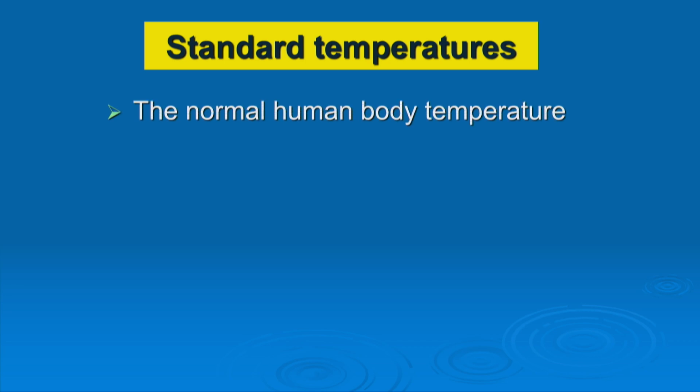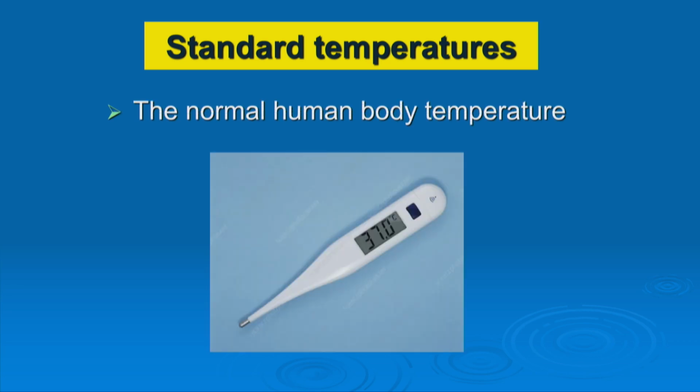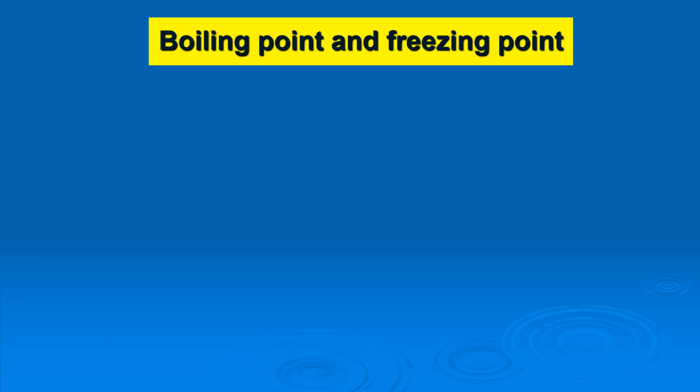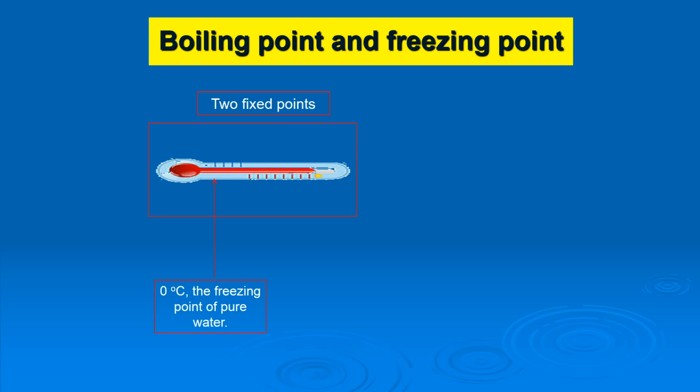One example of standard temperature is the normal human body temperature, which is at 37 degrees Celsius. We also have two other fixed points, namely the freezing point of pure water at 0 degrees Celsius and the boiling point of pure water at 100 degrees Celsius.